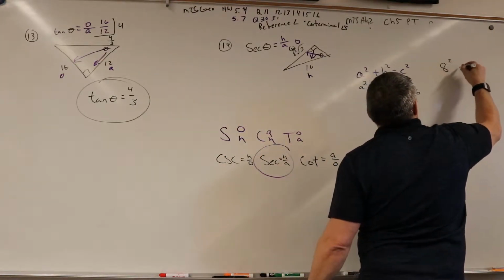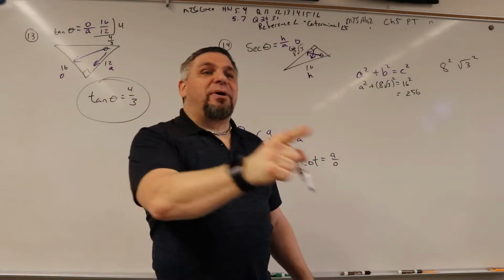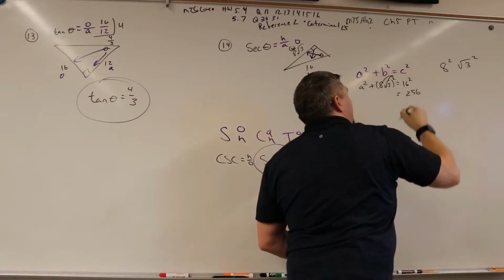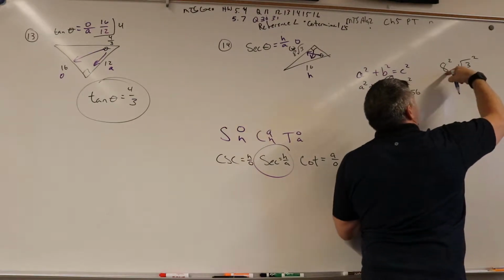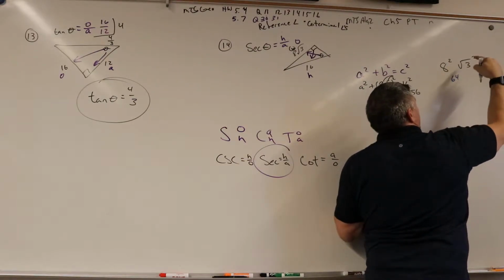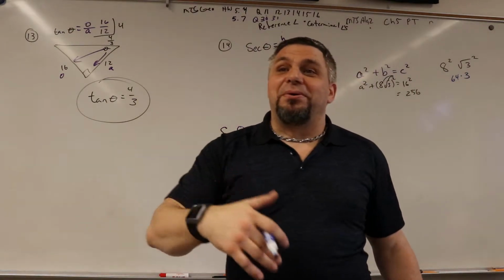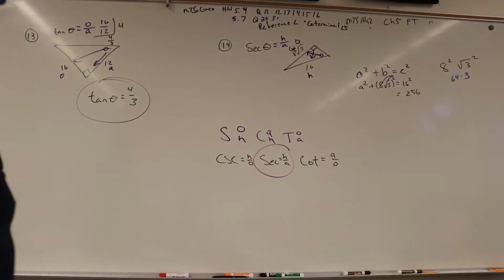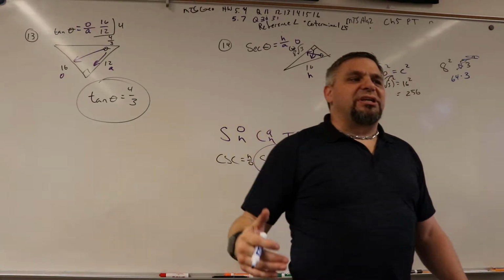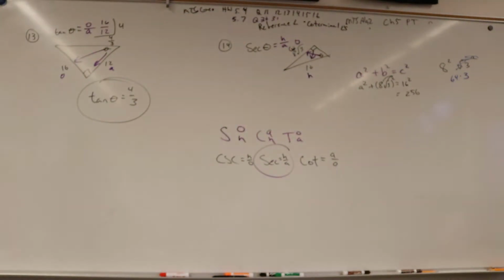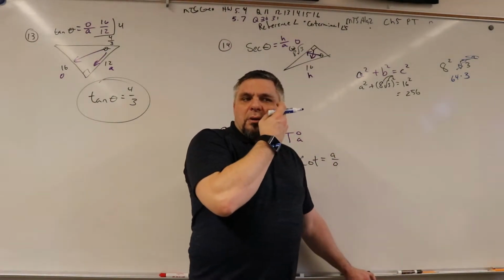8 squared and the square root of 3 squared. It's a lot easier to think about if you write it like that. What's 8 squared? 64. And what's the square root of 3 squared? It's just 3, because the square cancels out the square root. So what's 3 times 64? 64, 128, 192.